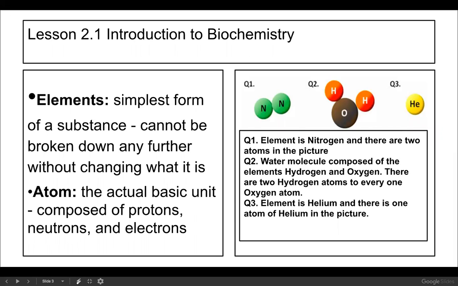Okay, so a little chemistry here. Elements: the simplest form of a substance, which cannot be broken down any further without changing what it is. Atom: the actual basic unit, composed of protons, neutrons, and electrons. So you can have one atom of helium, right? In that picture there, you can see a couple of atoms of nitrogen. You can see a water molecule that's composed of 2 hydrogen atoms and 1 oxygen atom.